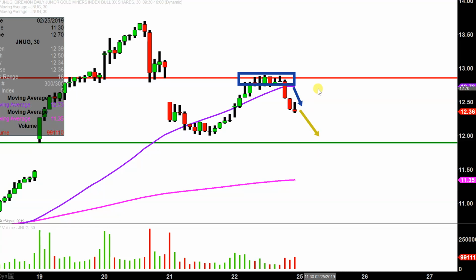So these are definitely going to be the two key technical levels going forward: right around 1285 as key resistance, and then down here around 1185 as the area of support. So we'll see how next week all plays out.